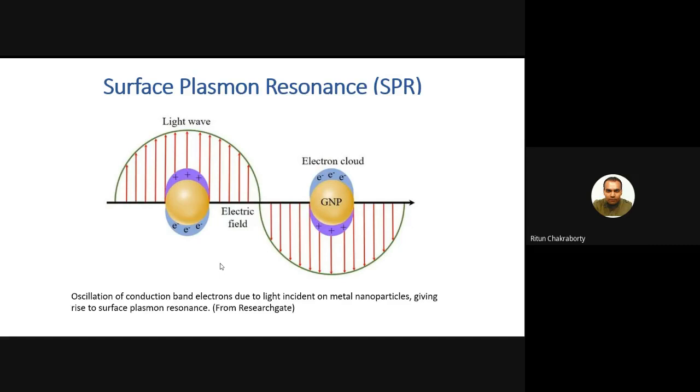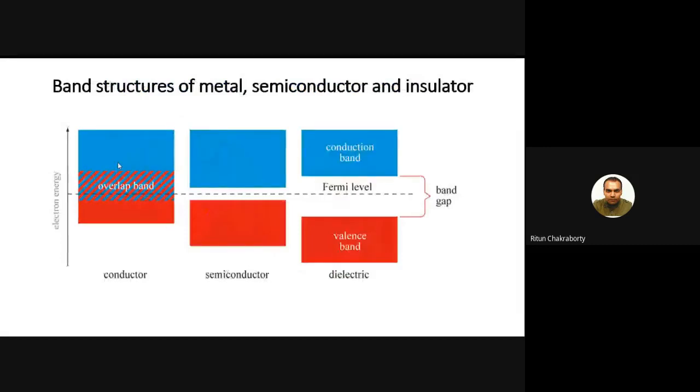Okay. So what is resonance? That is what I am trying to explain to you. So electrons, we have just learned about the band structure of metals. Metals have a lot of electrons, right? A huge concentration of electrons.